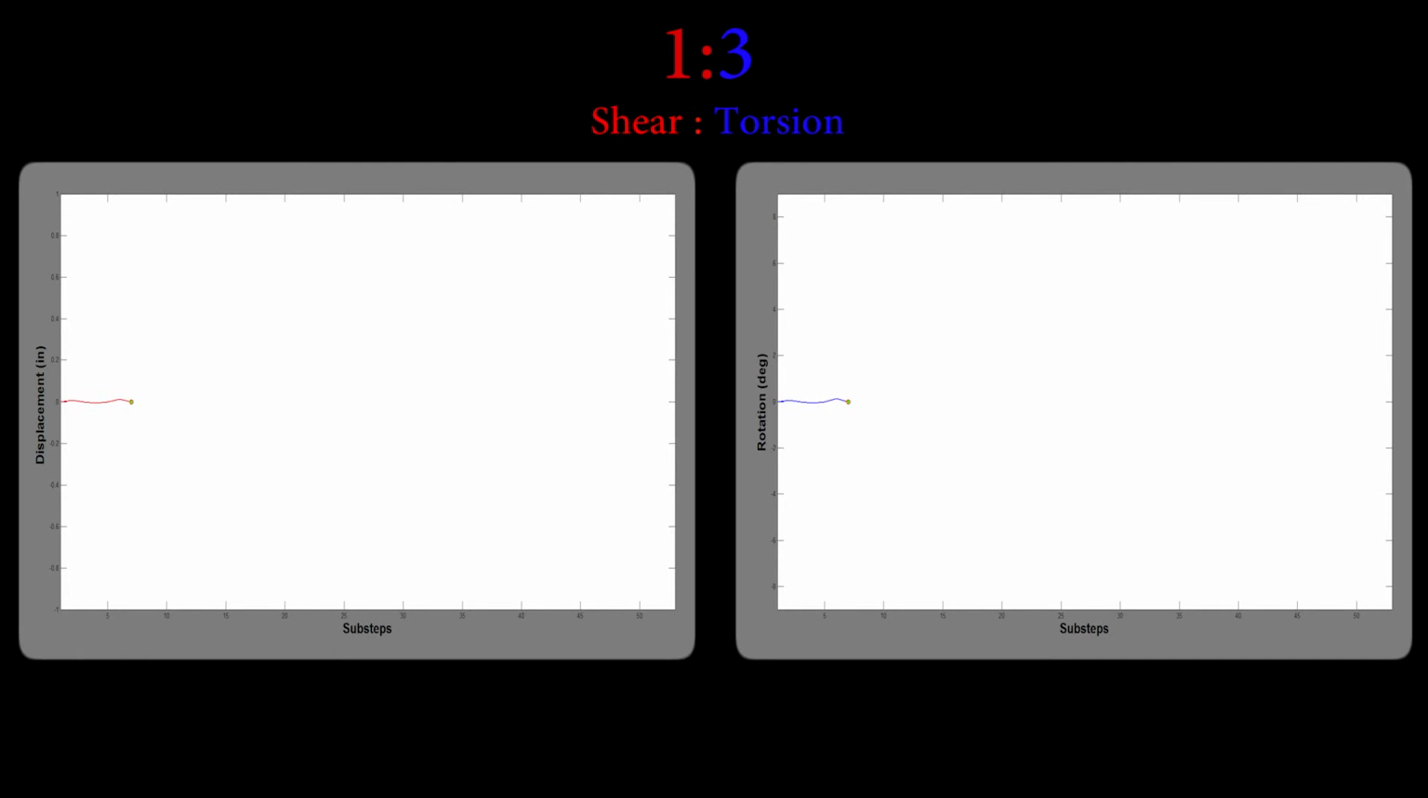Now the loading for the tests are shown with shear to displacement ratios of 1-to-3, where the peak loading of rotation of 3.5 degrees from the 1-to-1 case is achieved with less displacement present, while the 3-to-1 case reaches the peak shear of 1 inch with lower levels of rotation applied.